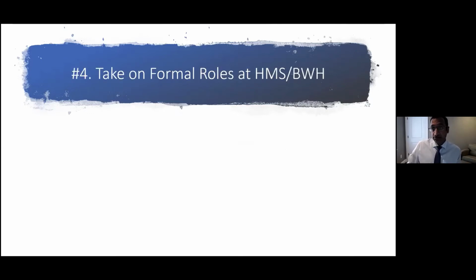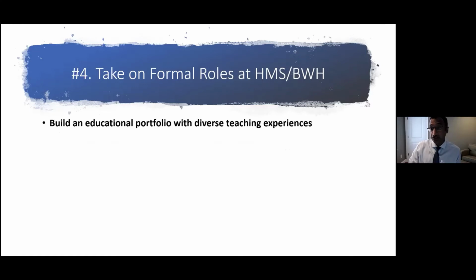So this brings me to my fourth strategy for getting involved in medical education. That's to take on formal roles. For me, it was at HMS and Brigham. Again, for those outside of the institution, it's doing it at your home institution and home medical school. So what this looked like was essentially, I learned this term from my mentors, which is building an educational portfolio.